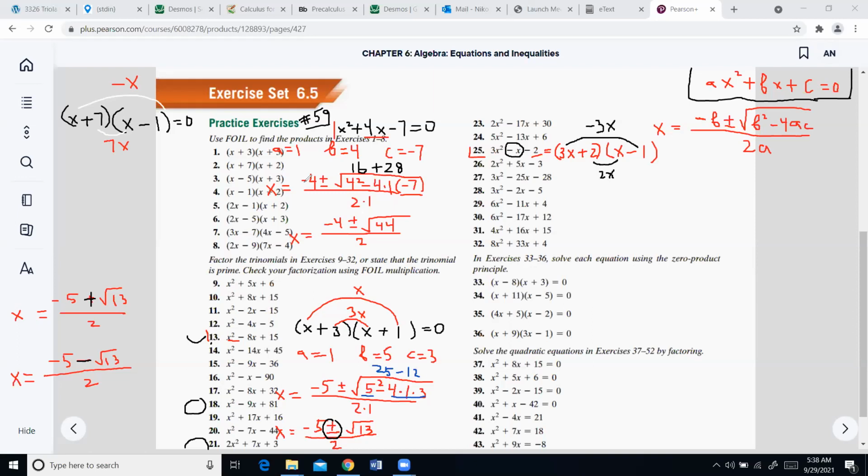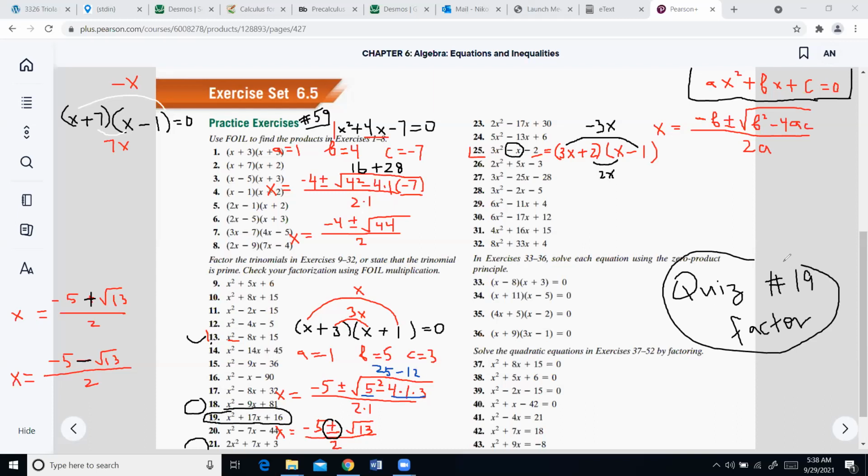So how about if you try to factor one of these little exercises? So let me find something nice for you. How about problem number 19? So for quiz for today, please factor exercise number 19. All you have to do is factor it. Okay. And as usual, just put these 2 factors in the Zoom chat for your answer. Okay. Just don't worry, please.